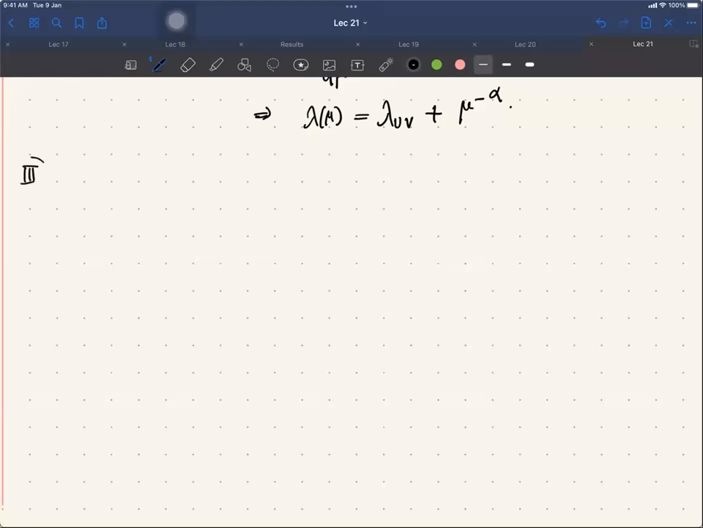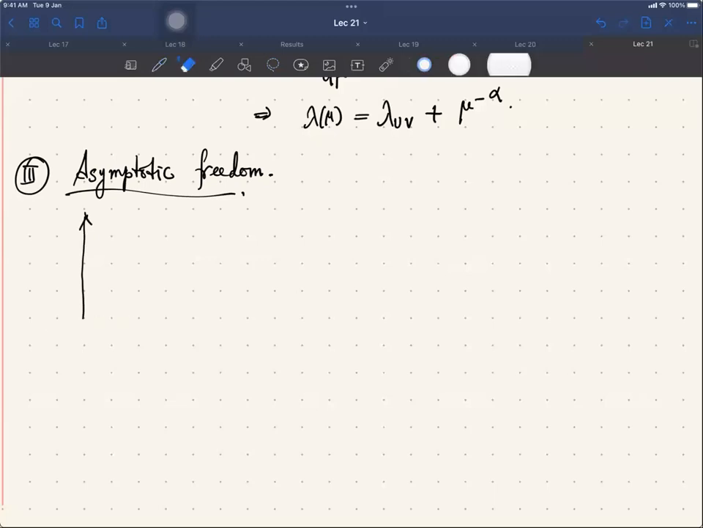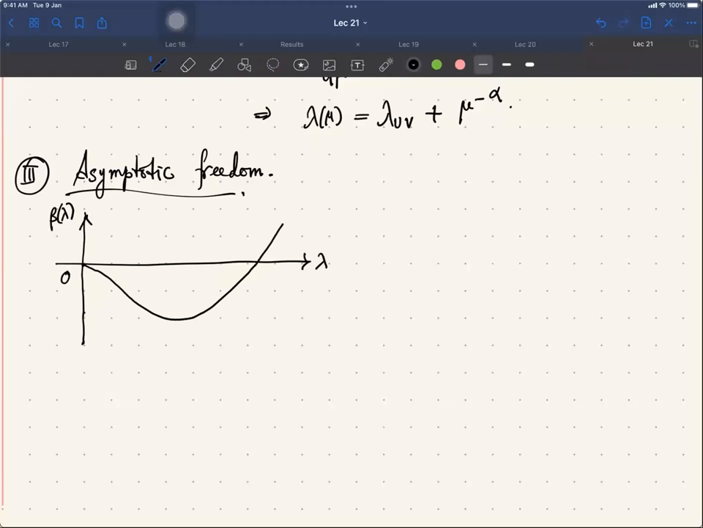Another scenario is asymptotic freedom. So in this case, this is beta lambda versus lambda. At lambda equal to zero, beta lambda starts out being negative. It goes down and then it turns around and becomes like this. Let me call this point where it crosses zero lambda IR.